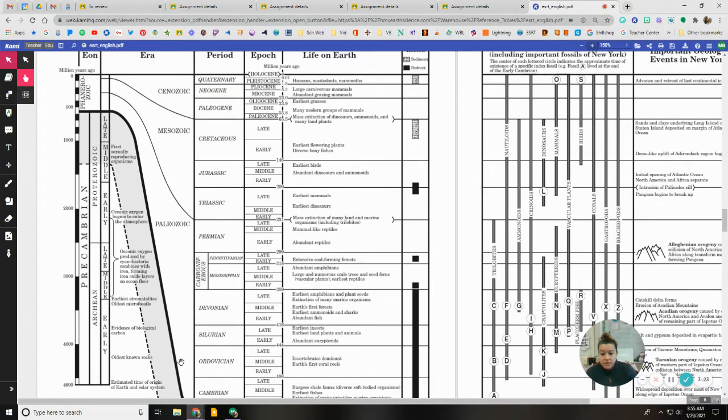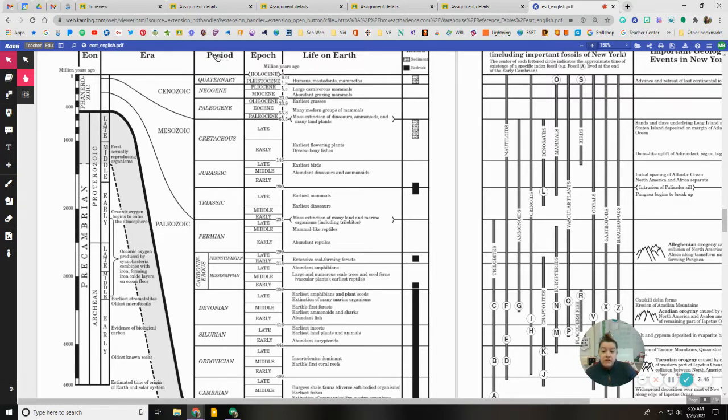You have the Paleozoic, which is from all the way down here up until about right here where the Permian is. So that's this chunk of time right here. Then you get the Mesozoic, which fits in from the Triassic all the way to the end of the Cretaceous. And then you have the Cenozoic, which is from the Paleogene on. Okay, so those are your eras.